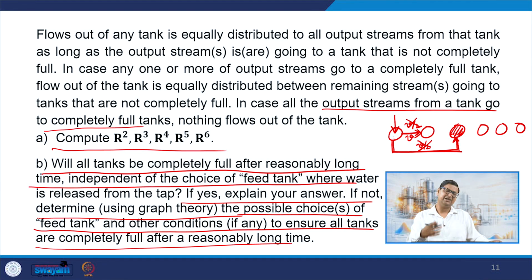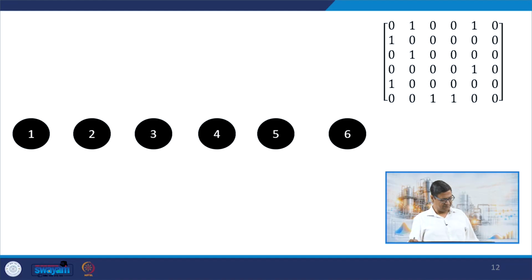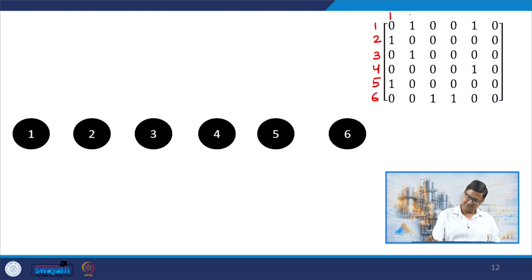That will get clear once we look at the graph, right? So let us first do the graph for this case. So I have the Boolean matrix. Let me label it for simplicity. 1, 2, 3, 4, 5, 6.